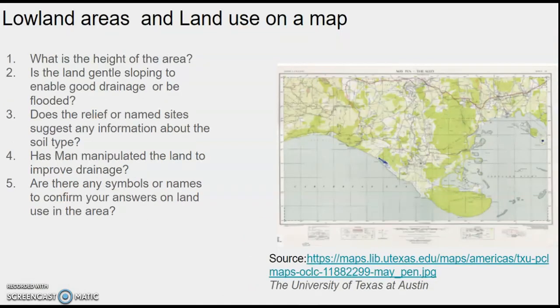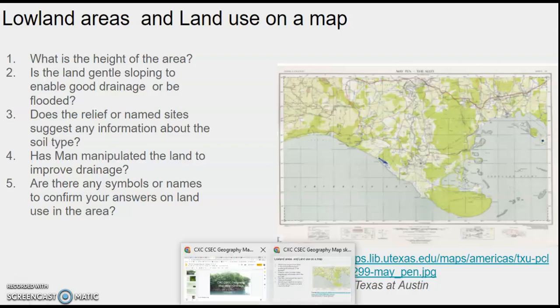In the lowland areas and land use on a map, you should also look for similar points. What is the height of the area? Is the area gently sloping to enable good drainage, or easily flooded? Does relief or place name suggest any information about the soil type that may be found in that area? You can also check to see if man has manipulated the land to improve drainage, for example, the presence of canals on the map. Are there any symbols or names which will confirm your answers on land use in that specific area when asked about it on the map?